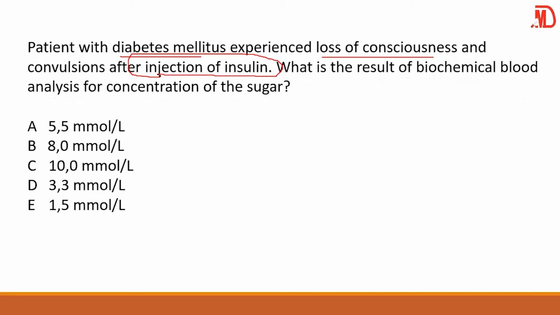Hypoglycemic coma. And at what point do we say this person is in hypo? Of course, the sugar level is less than 1.5 millimole per liter. All right.